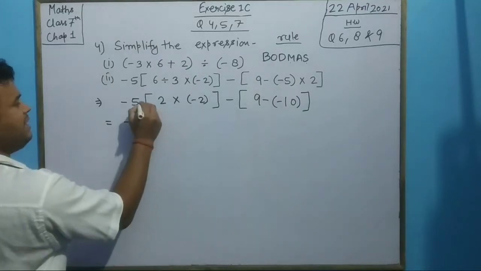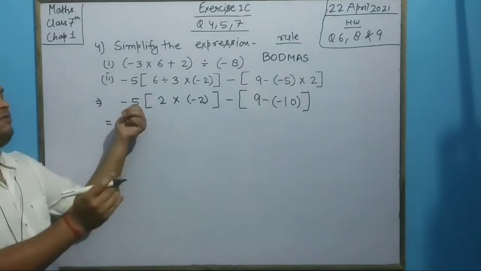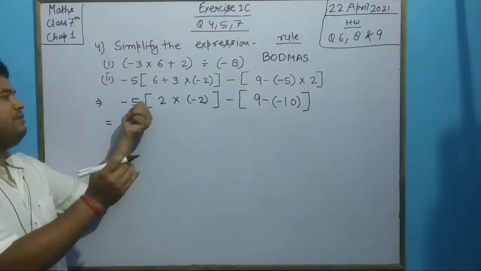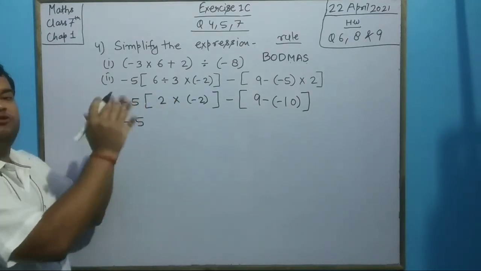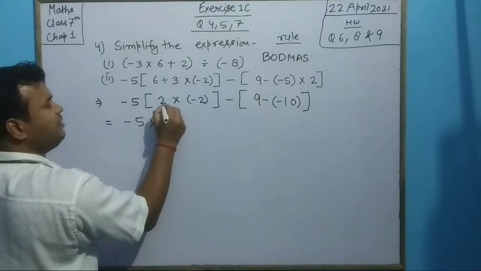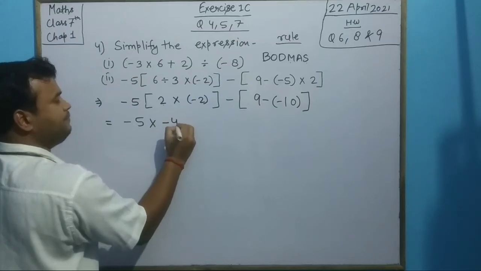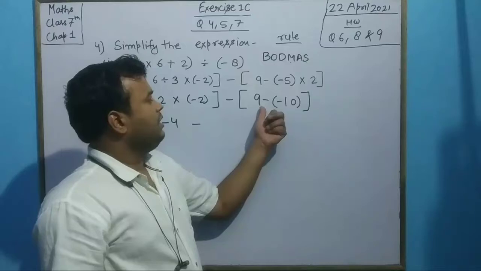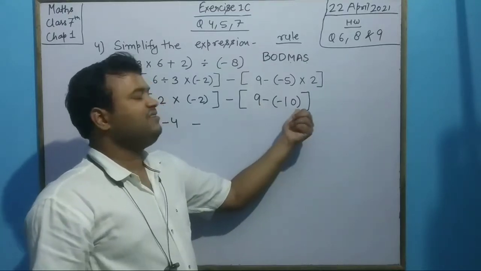So here, minus 5 is also outside the bracket. If it is outside the bracket and there is no sign between both, it will be multiplication. So minus 5 multiply 2 into 2 minus 4. Okay. Again, let us see here minus. 9 minus minus 10.